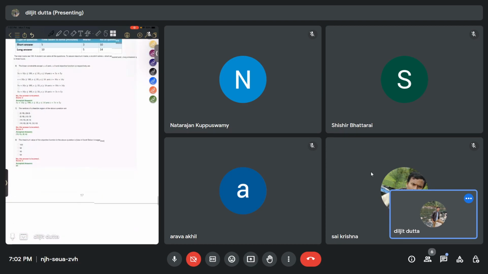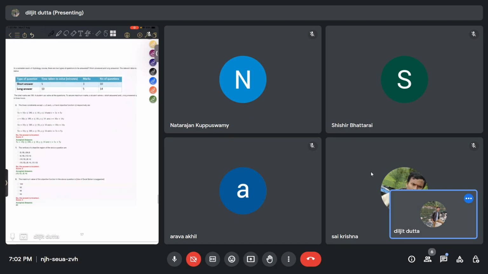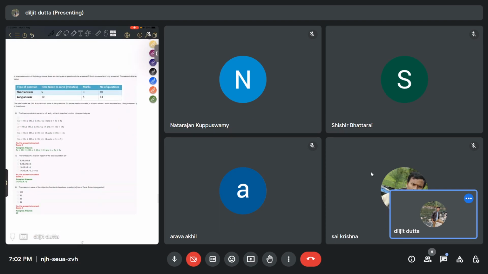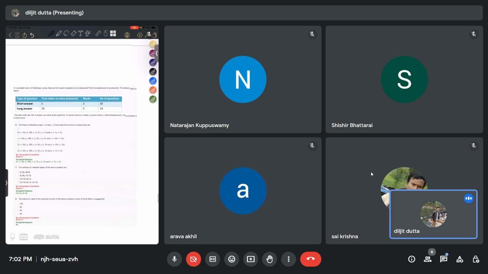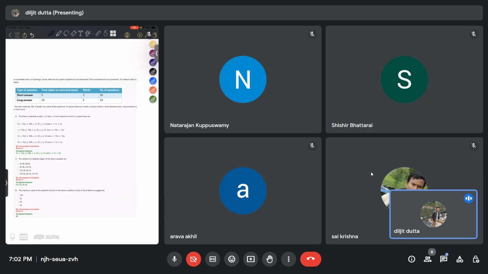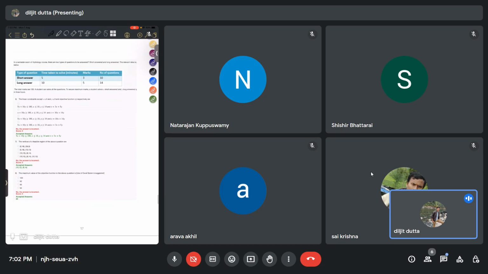Okay. So now we have a set of problems. Here we are given a problem. We have to formulate the problem and then solve it using the simplex method. And I will also show how to do the solution in Excel Solver. That is a brief demonstration.